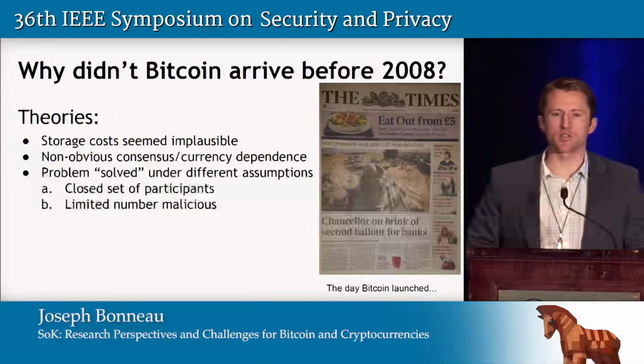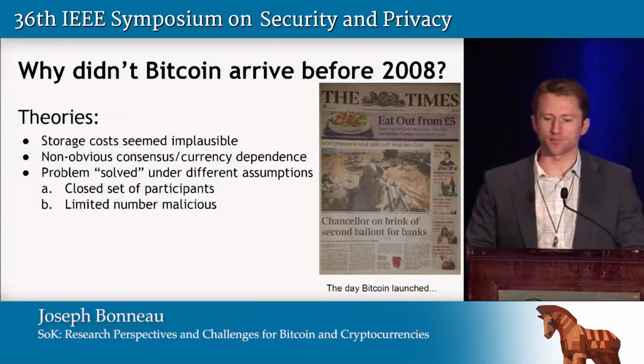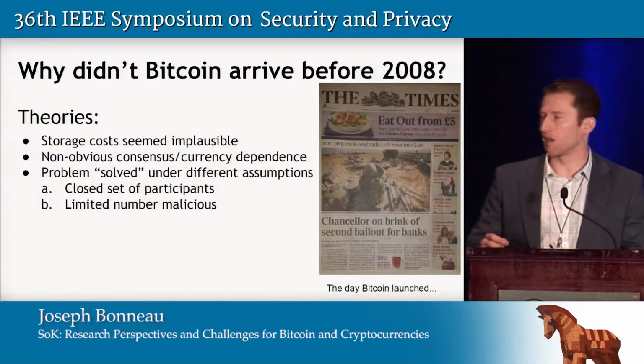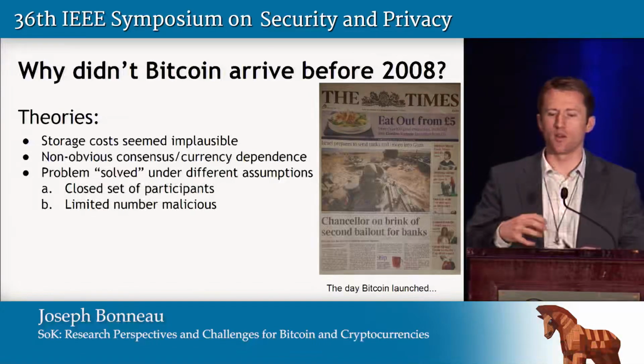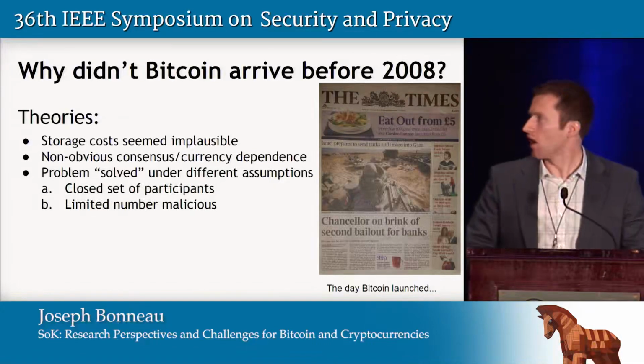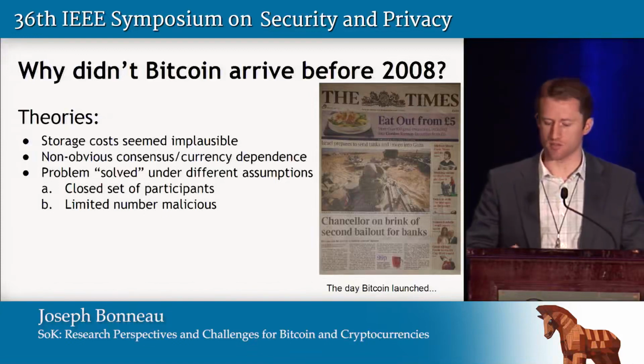The other argument is really just that it's a non-obvious solution, that from the academic perspective, cryptocurrency and Byzantine consensus were two distinct research topics, and nobody had thought about what if we tie the two together. The problem was sort of solved in the academic literature, but under very different assumptions.